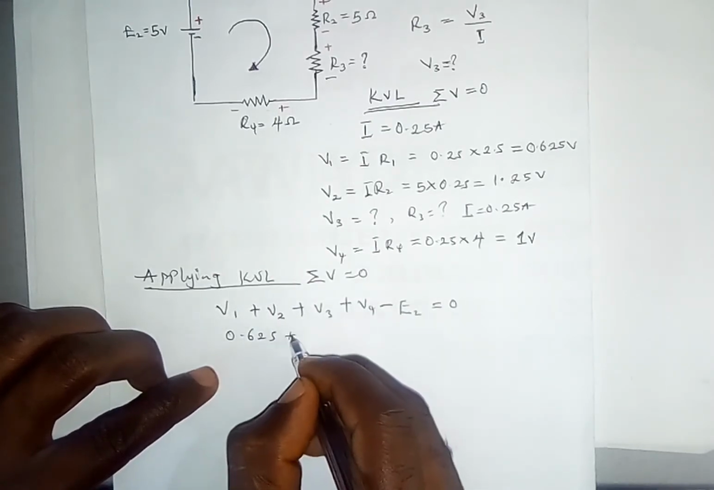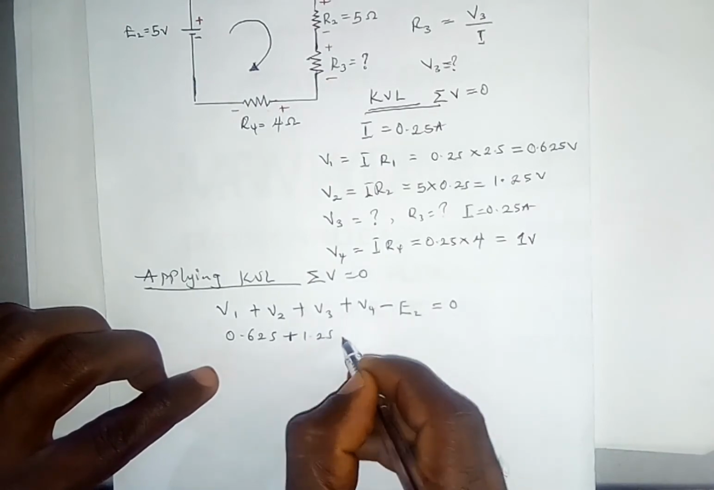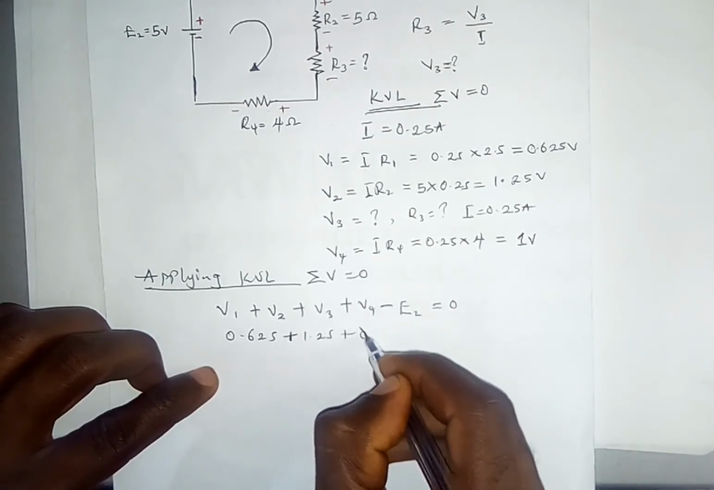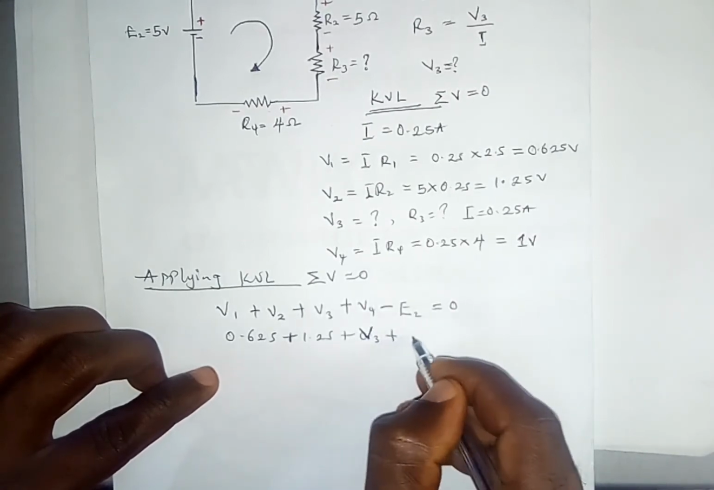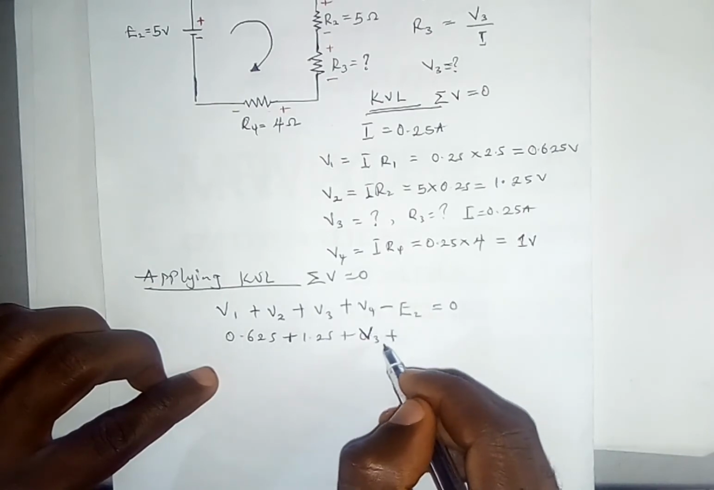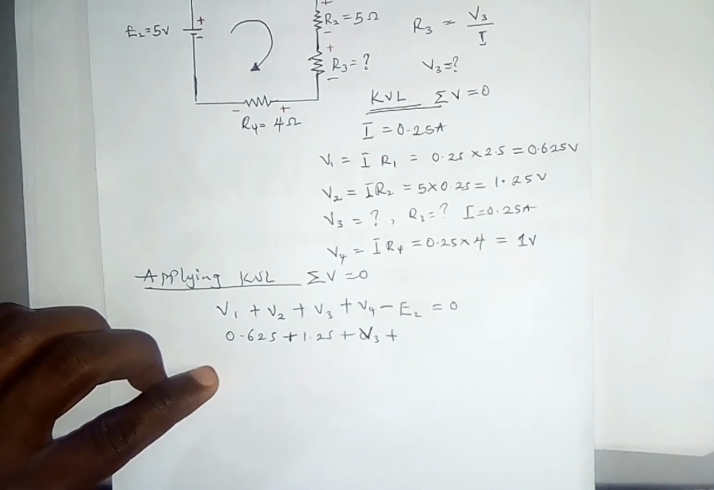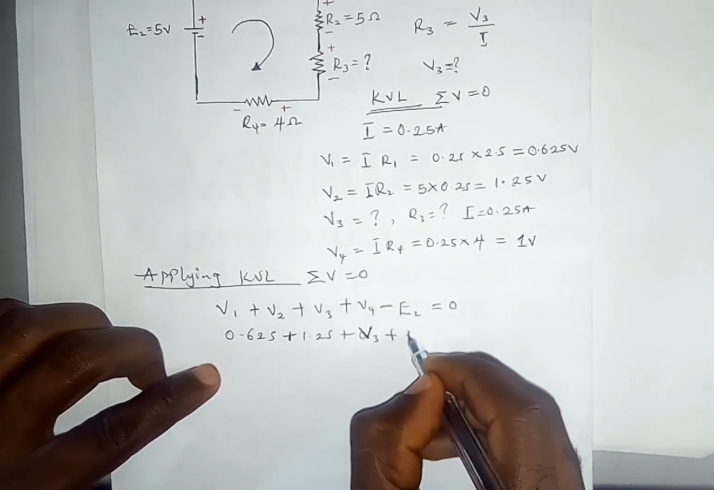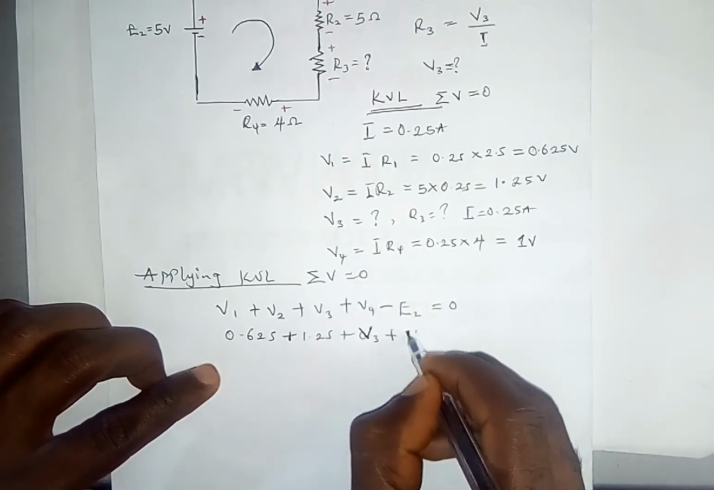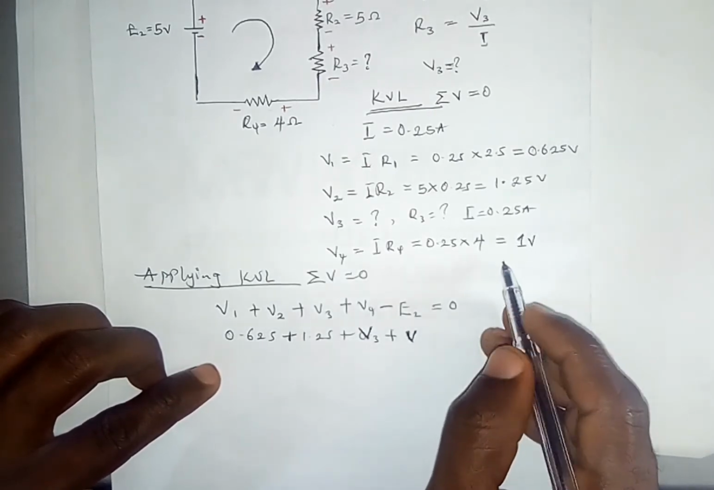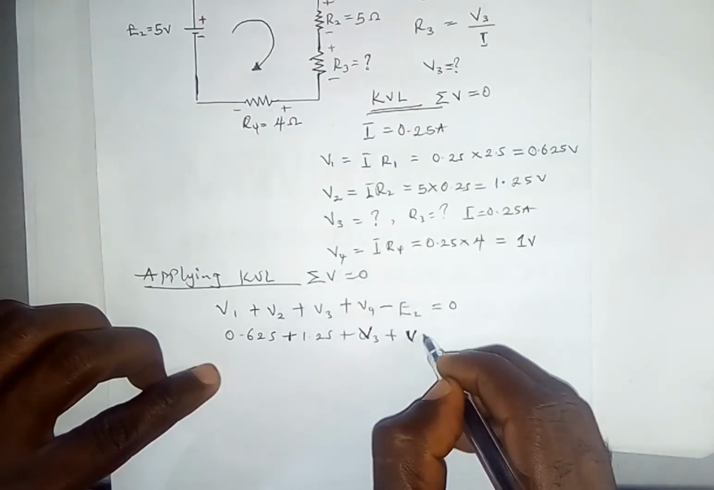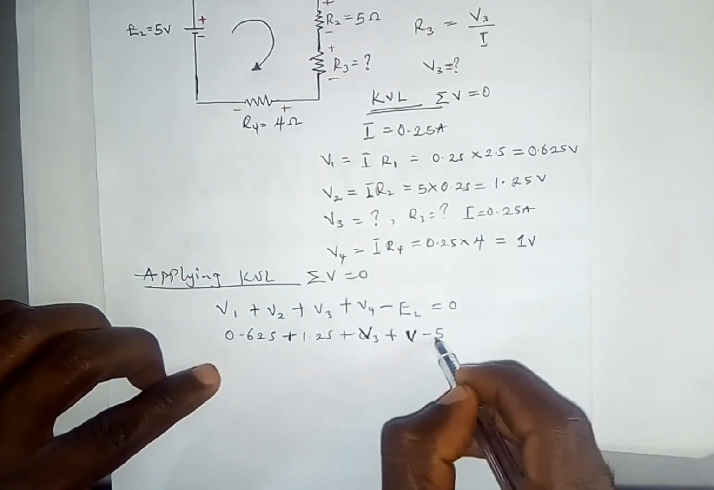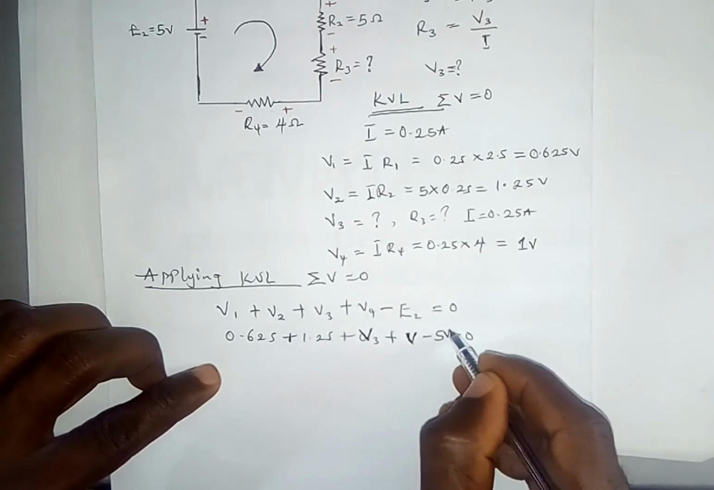0.625 plus 0 plus 1.25 plus 0, sorry, plus v3. So that's, I'm looking for v3 plus, sorry, plus v4, which is a single vote, and this one, which is minus 5 equals to 0. Minus 5 volt equal to 0.